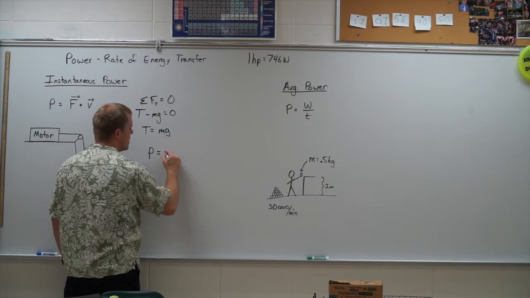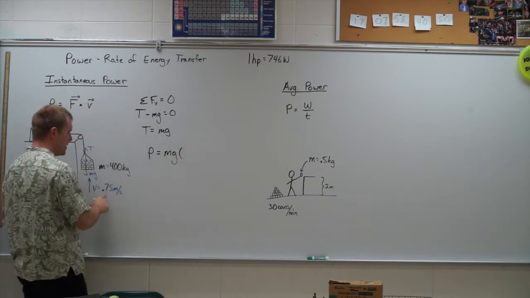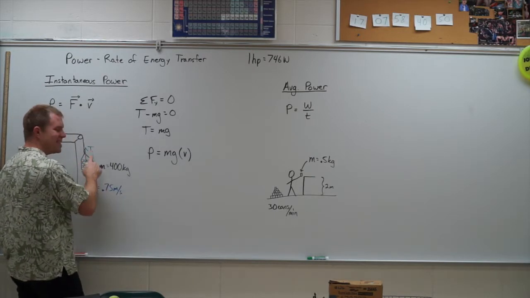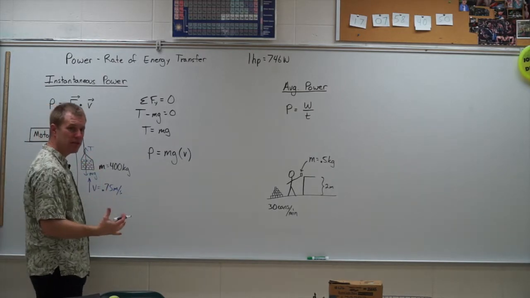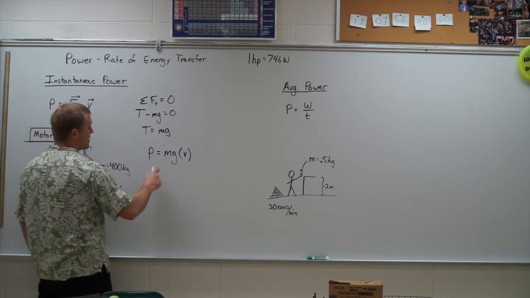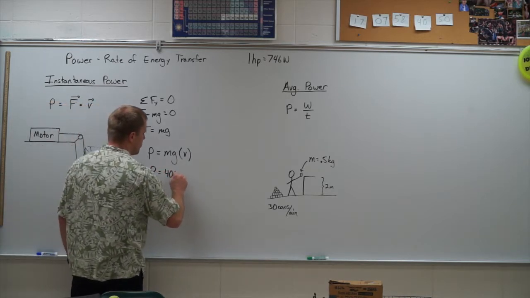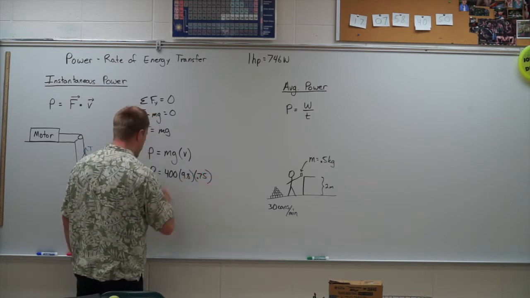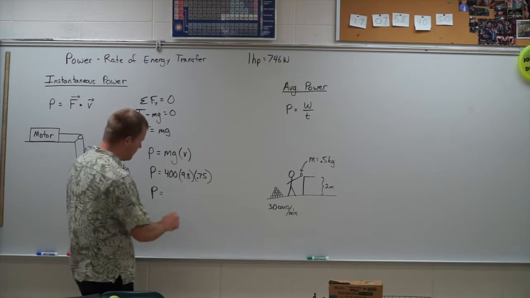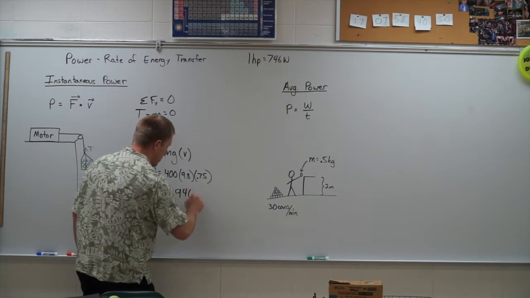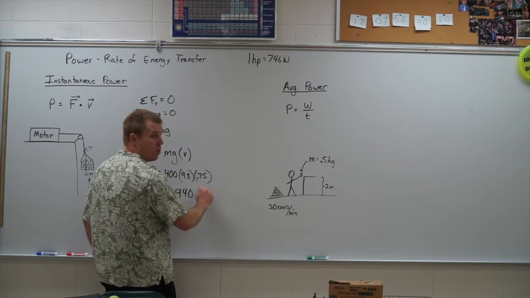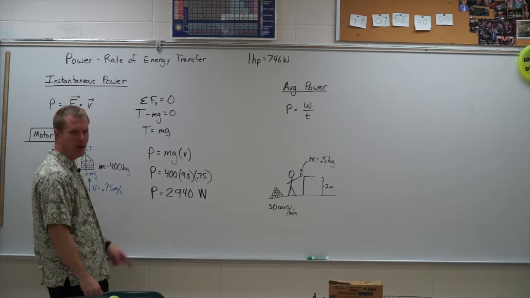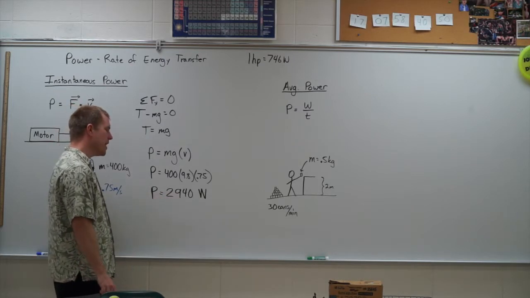So my power is going to be mg times how fast we're going, v. Now notice that the tension and v are in the same direction, so I don't have to find any components of the forces. Okay. Next, I'm going to plug in my values, so I have 400 times 9.8 times my speed of 0.75. That gives me a power output of 2,940 watts. Easy way to remember that? Watts of power. Okay, so we have 2,940 watts.